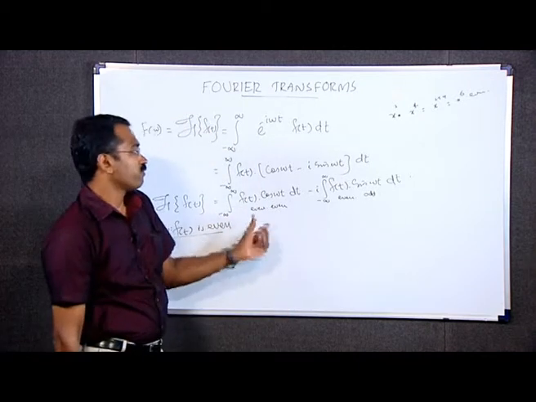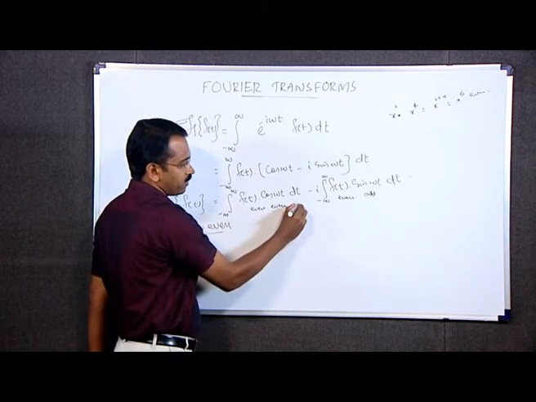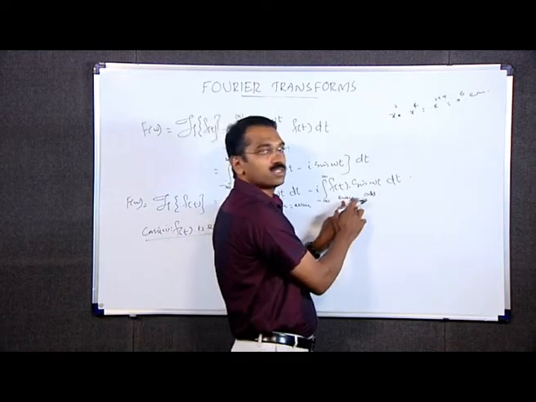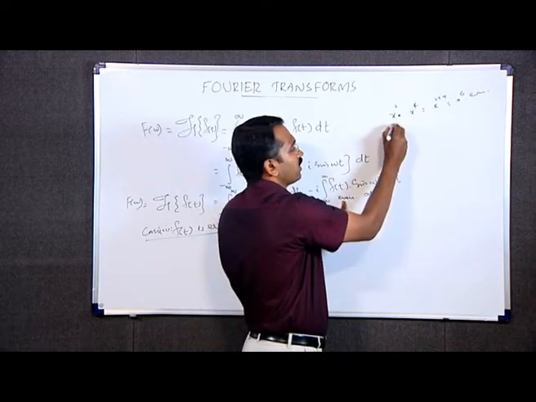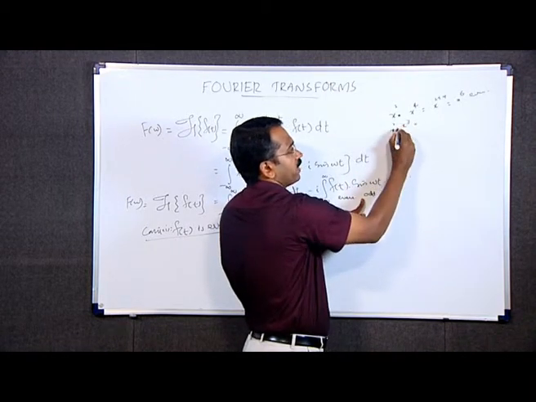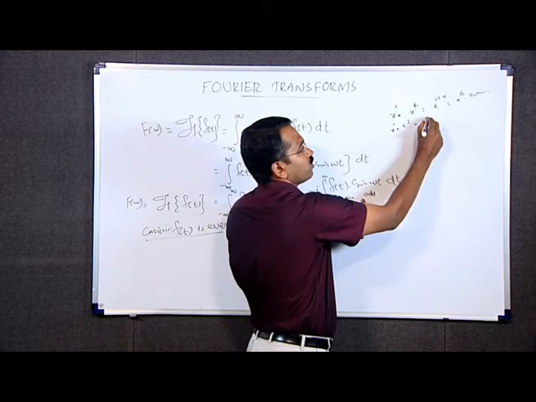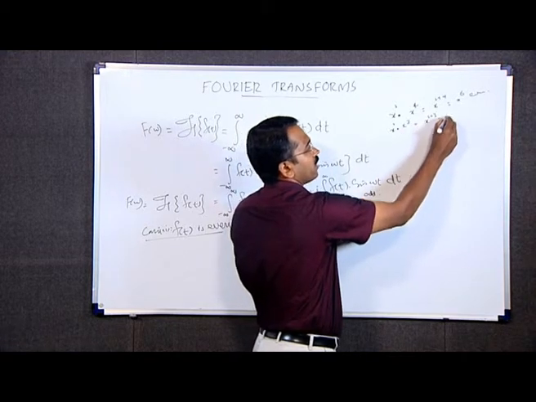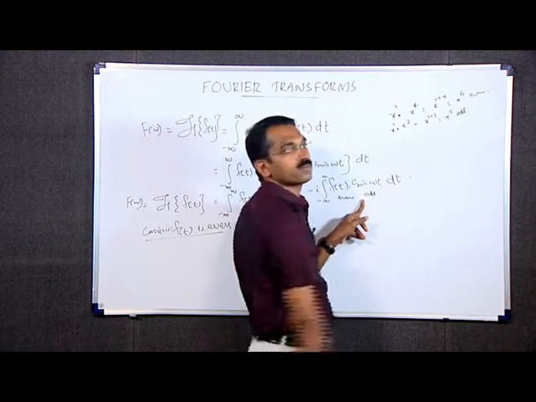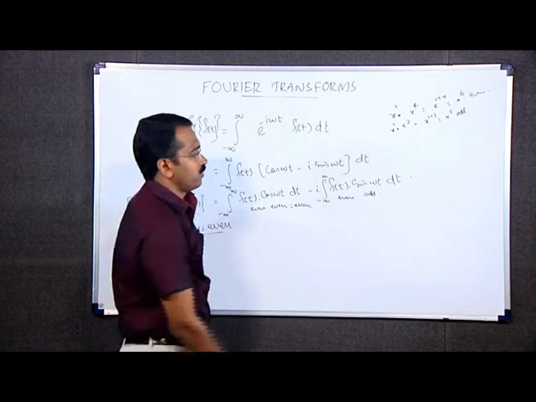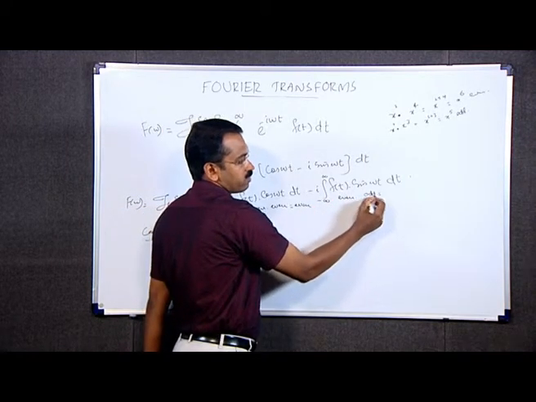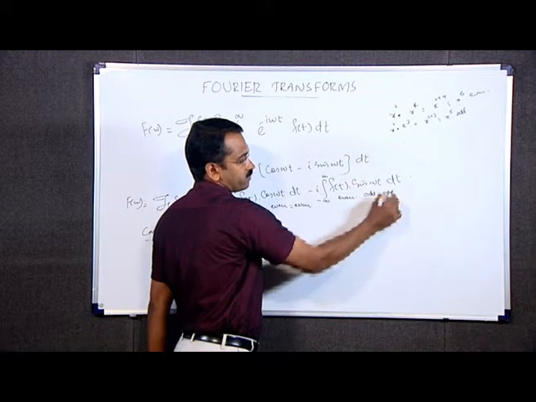Product of two even functions is always even, and an even function into odd gives an odd function. Consider this example: x square is even, x cube is odd, therefore x square into x cube means x raised to 2 plus 3, that is x raised to 5. X raised to 5 is an odd function. This function, even function into odd, means this will become an odd function.